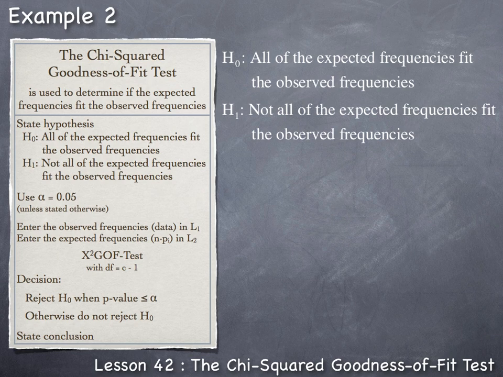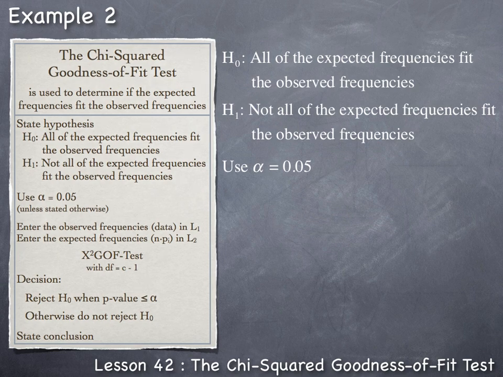Next, we state alpha, the level of significance. Here we'll be using the customary alpha of 0.05. Now we could use the TI-84 calculator's chi-squared GOF test command to calculate the p-value required to reach the decision. To do this, we need to enter the observed frequencies or data values into list 1, and then we need to enter the expected frequencies into list 2.